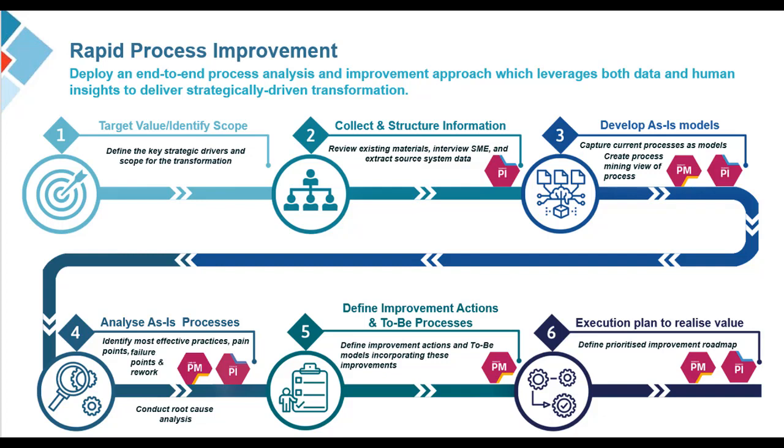BPMD's RPI offering creates strategy-driven end-to-end improvements to maximize value creation through finding high-impact, low-maturity processes that are ideal targets for improvement. It consists of six main steps. The first phase includes identifying the scope along with collecting and structuring information, while the second phase focuses on analysis and defining a plan of action.